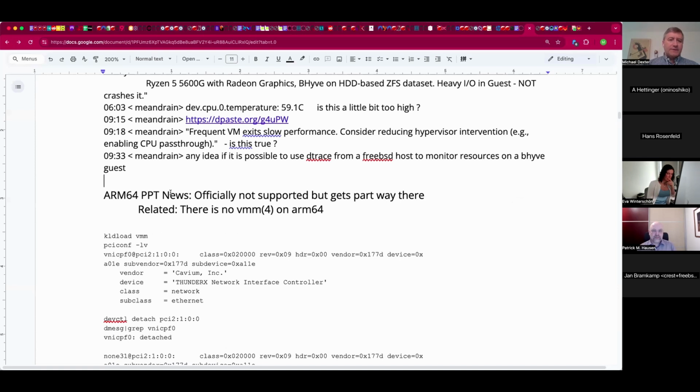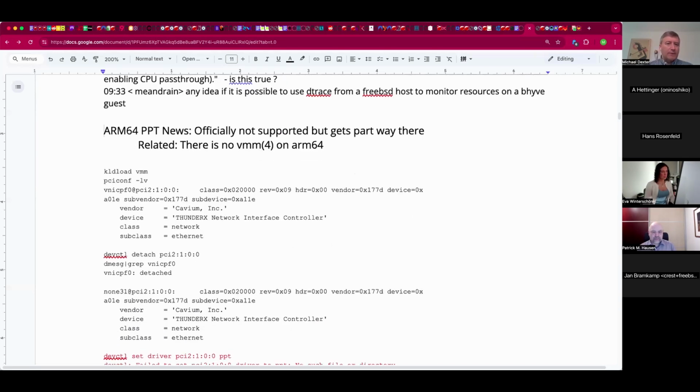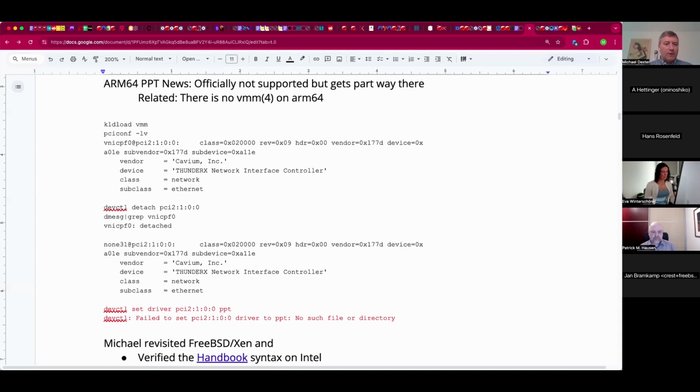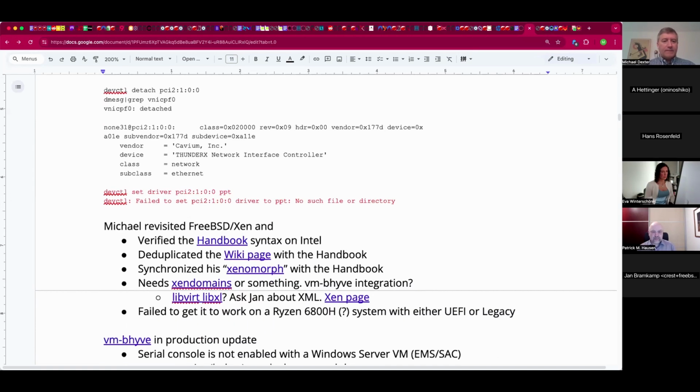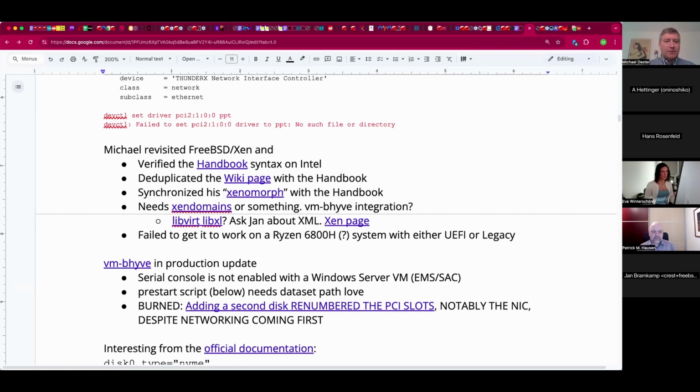I noticed that there is devctl, you can detach devices, but as per a January post, I confirmed that there is no PCI pass-through for bhyve on ARM64. I left it off asking if there's any plan to, and if there are any actionable proposals for work.